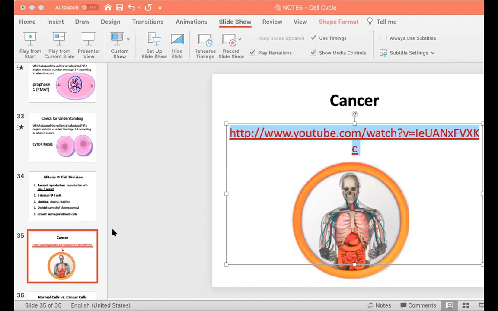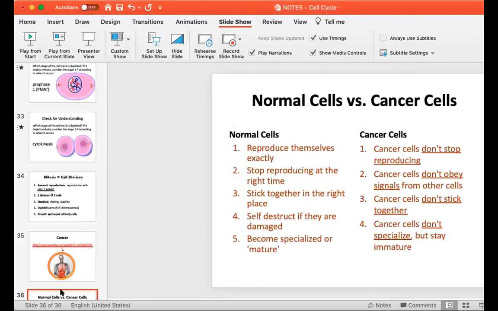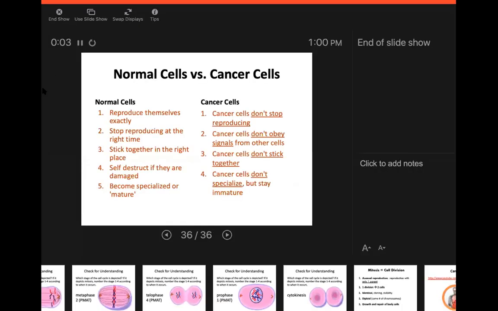So what did you see happen? So we're going to talk about the difference between a normal cell and a cancer cell. But cancer is obviously not very fun.